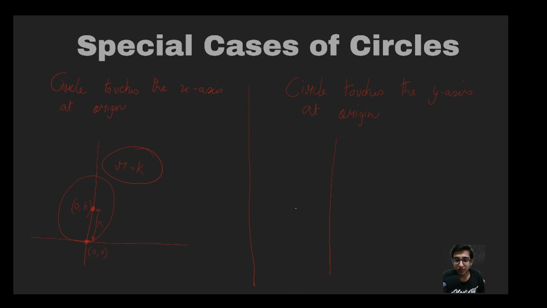So how would we draw the circle? This would be our circle and our center would lie somewhere on the x-axis. So we can say that if this distance is h, this would become (h, 0) and our radius would be equal to h. So this is how different types of circles are again represented. Let's look at a few more.